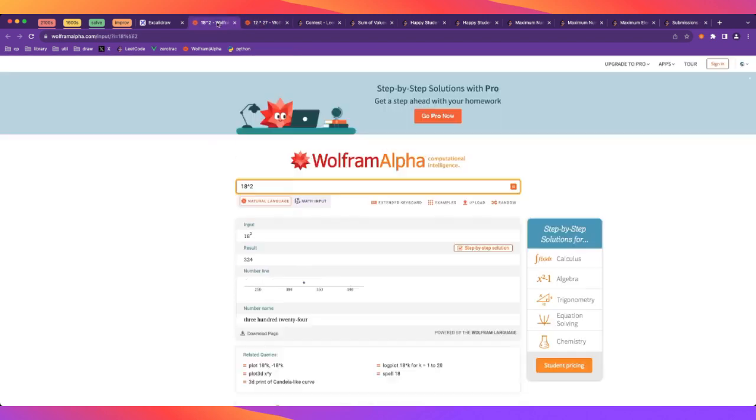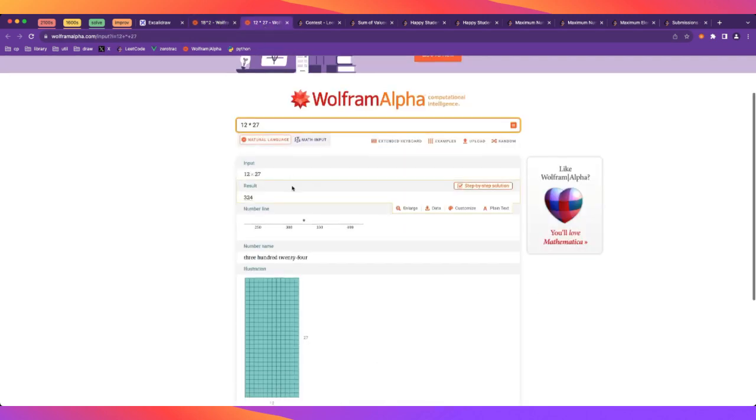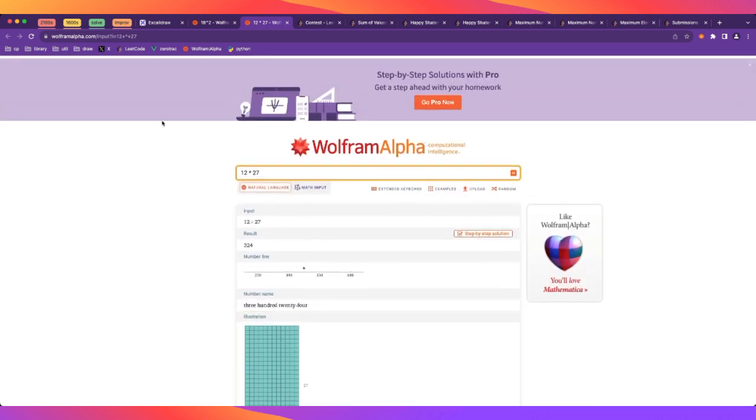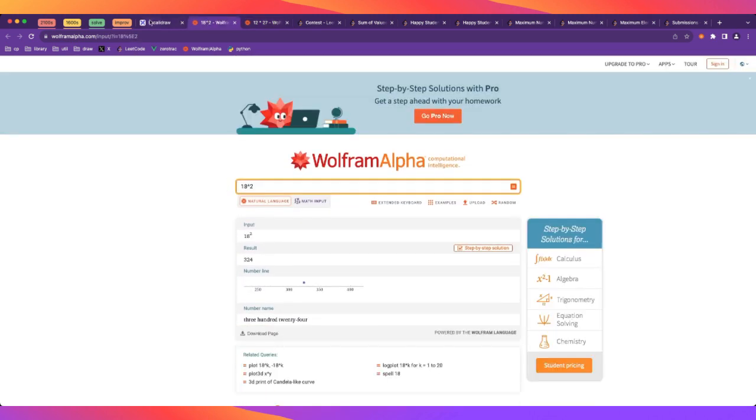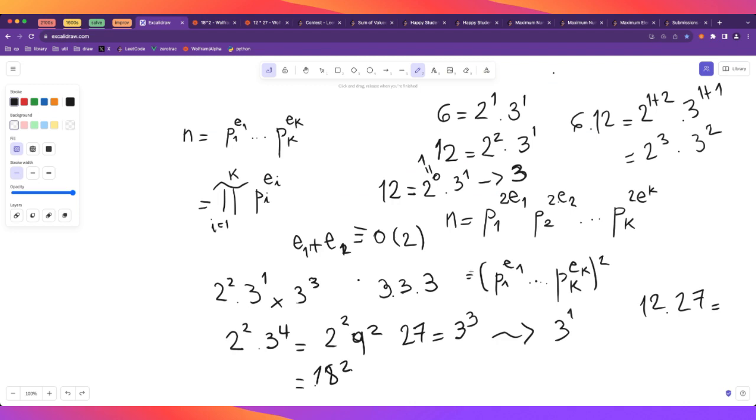Oh, it is. Yeah. But yeah, they are not saying what it is, that it is a squared. But that's because Wolfram Alpha is dumb, not us.